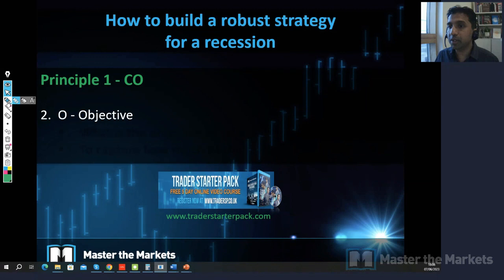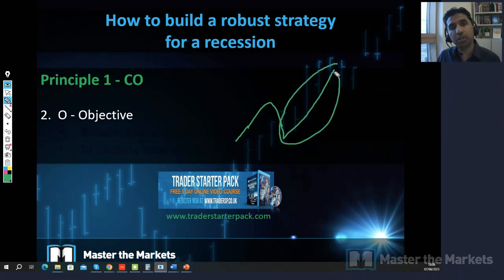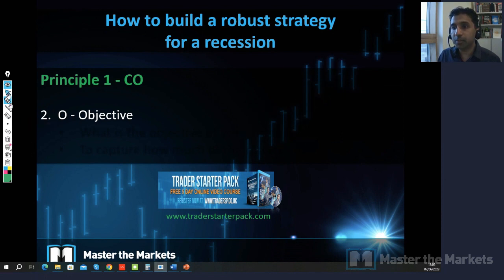What do you want to capture? Let's say, for example, in a swing move, right? In a swing move, how much of that move do you want to capture? What is the objective of your strategy? How much of the move does it want to capture?